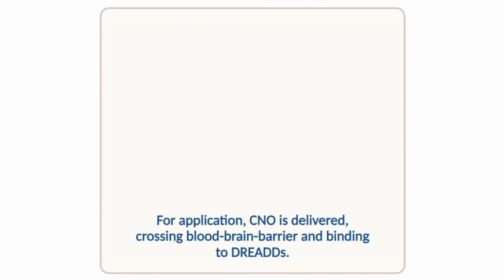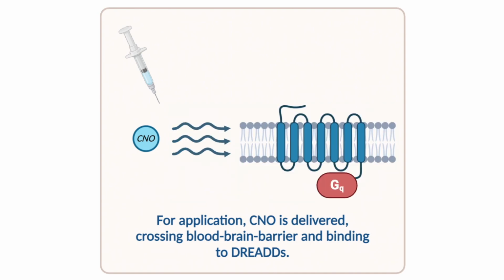To apply chemogenetics, researchers deliver CNO or other synthetic ligands through injection or systemic delivery. These compounds cross the blood-brain barrier, bind to the DREADDs in targeted neurons, and modulate their activity. This allows precise control over neural circuits, enabling researchers to study behaviors, diseases, and brain functions in real time.